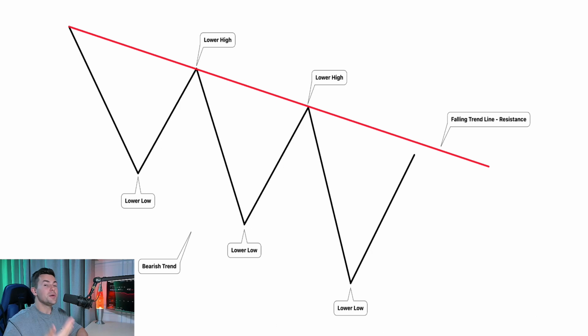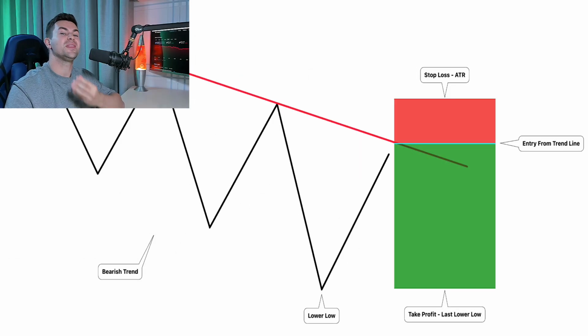And now let's discuss how to swing trade a falling trend line in a bearish trend. In a bearish trend, a falling trend line that is based on lower highs will be a strong vertical resistance and it will provide a very safe point to sell the market from. Your perfect entry point will be the test of that falling trend line, stop loss will be based on 1 ATR, and your take profit will be the current lower low.